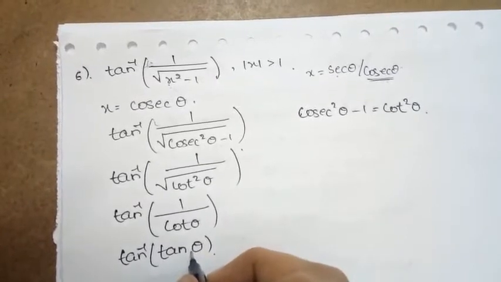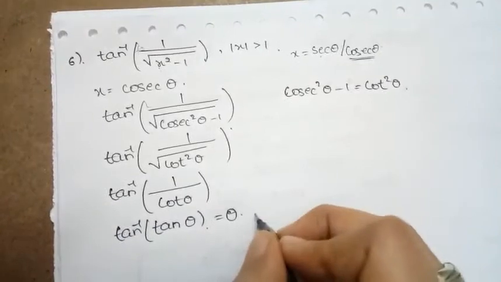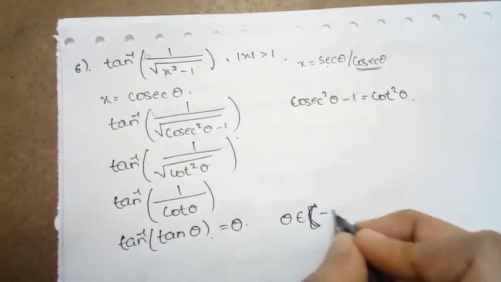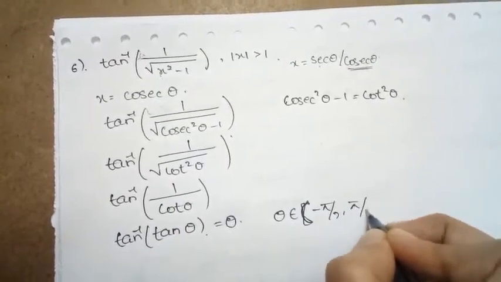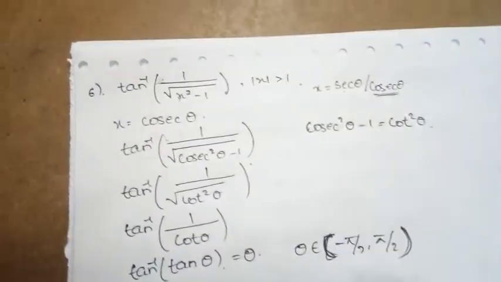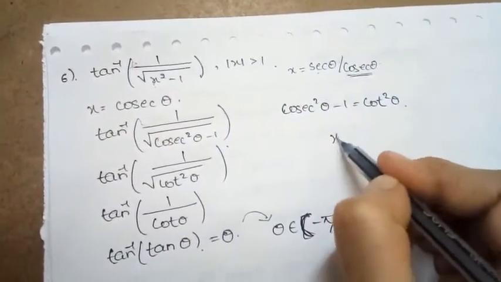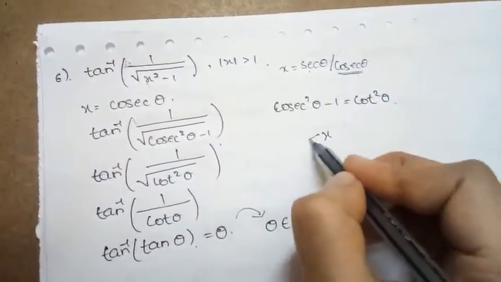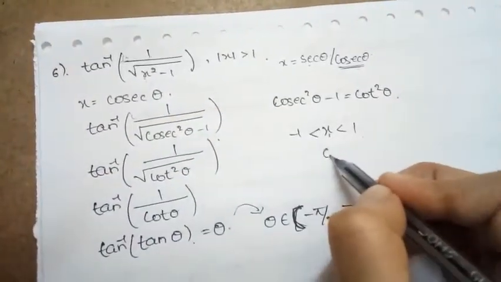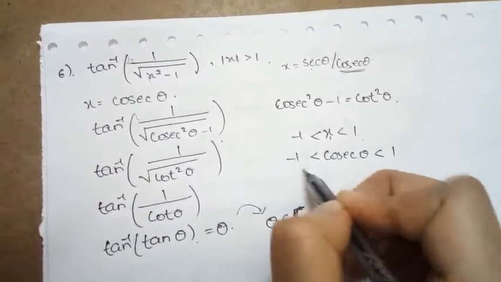Tan inverse of tan theta is equal to theta, so clearly theta should belong to which interval? It should belong to minus pi by 2 to pi by 2, an open interval. To check whether this is true or not, we have the given condition: x is greater than minus 1 and less than 1. What is x here? We have taken x as cosecant theta, which is less than 1 but greater than minus 1.